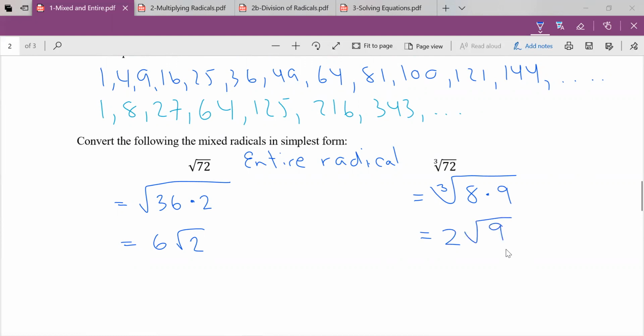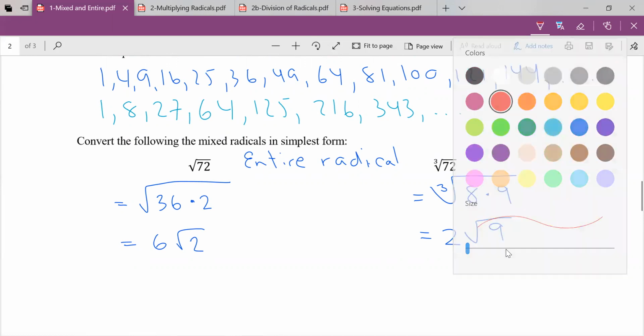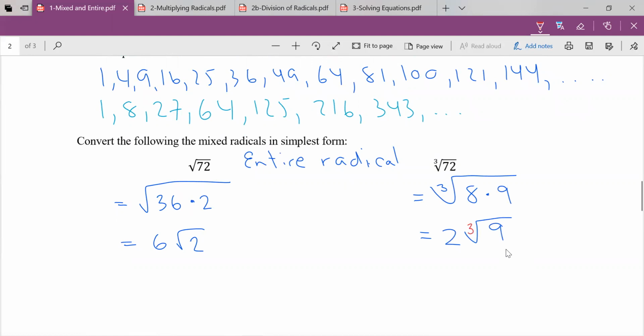Now, I made a mistake on purpose. I'll see this quite often. This is wrong, what I've written here. What I'm missing is the index of 3. If you don't write that index of 3, you're telling me you're square rooting when this question is actually cube rooting. Okay, there's a little quick review of 10C.